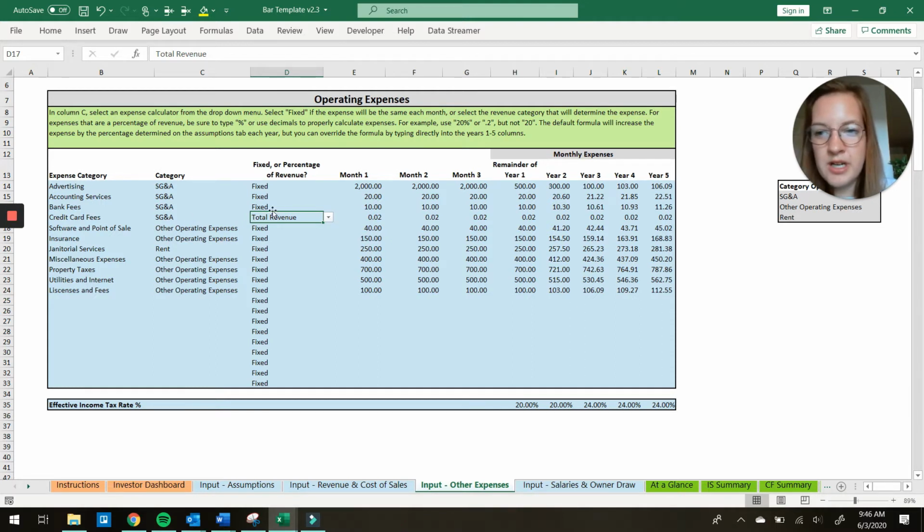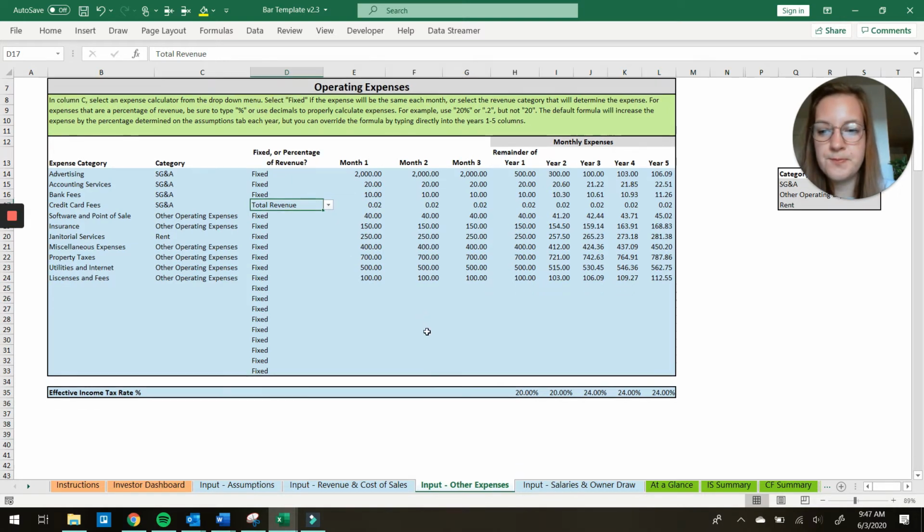So, for example, credit card fees is a percentage of revenue. So you'll be paying the credit card companies a certain percentage based on sales. And in this case, we're doing it based on a percentage of total revenue. Your other options would be percentage of, in this case, bar revenue, which would be your total revenue because there's only one revenue stream for this template. In some of our other templates, there's multiple revenue lines, and therefore you can determine the percentage. The cost is a percentage of different types of revenue.